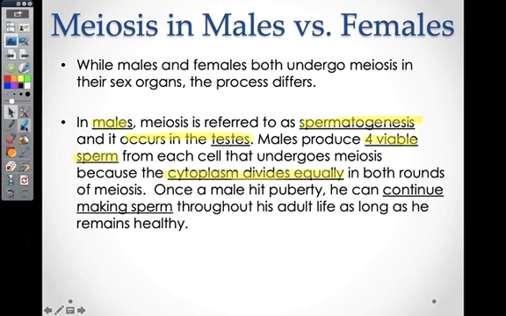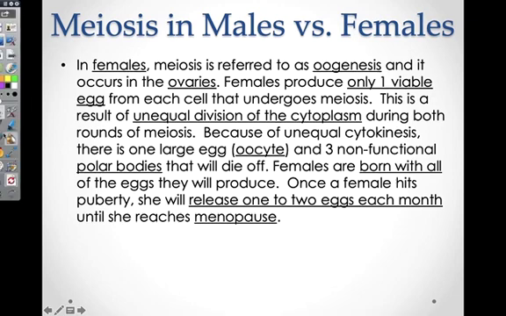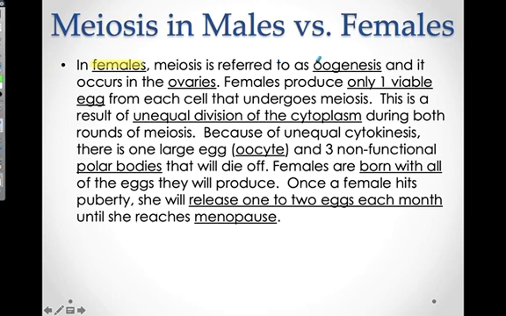Now, with females, we're going to see some differences here. Meiosis is called oogenesis. Okay, so a little bit different. And it occurs in the ovaries of the female. And this is something you definitely want to make note of. It produces only one viable egg from each cell that undergoes meiosis, and this is because there is unequal division of cytoplasm.